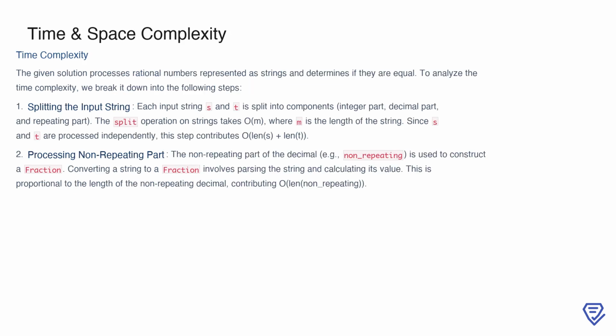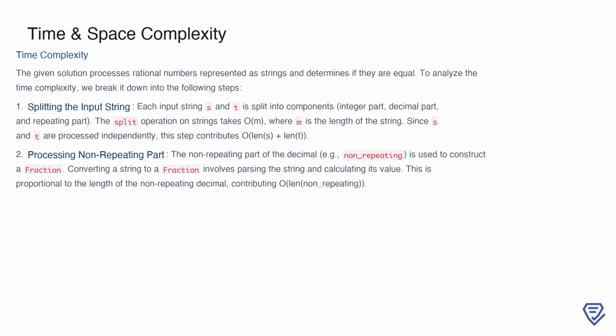To analyze the time complexity of our solution, we begin by breaking down its key steps. First, we handle splitting the input strings s and t into their integer, decimal, and repeating parts. This operation involves scanning through the strings and splitting them based on specific delimiters, such as the decimal point or parentheses. The time complexity for this process is proportional to the lengths of the respective strings, meaning it takes O(m) time for each string, where m represents the string's length. Since this step is performed independently for both s and t, the total cost becomes len(s) plus len(t).